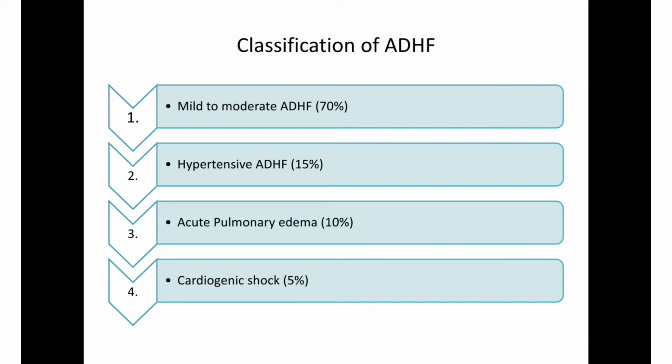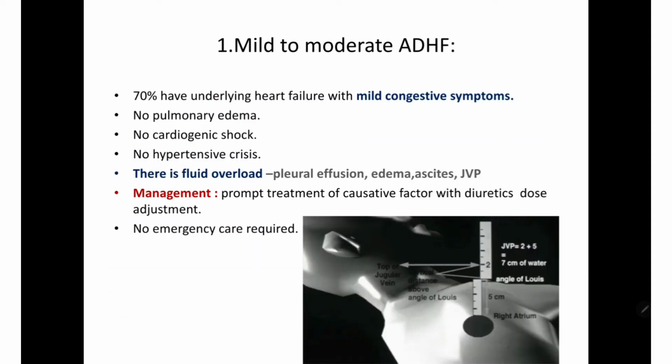Acute decompensated heart failure is classified into mild to moderate acute decompensated heart failure, which happens in 70% of patients. Then there is hypertensive acute decompensated heart failure, which happens in 15% of patients. The third classification is acute pulmonary edema in 10% of patients. And then there is cardiogenic shock, which corresponds to 5%. So this is the classification of acute decompensated heart failure. Let's look into each of these types.